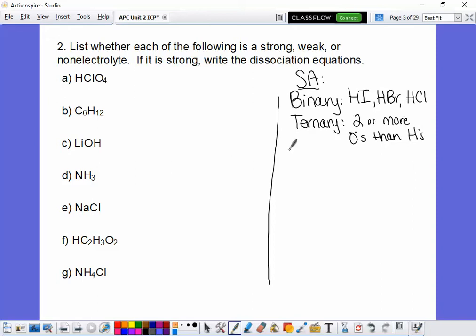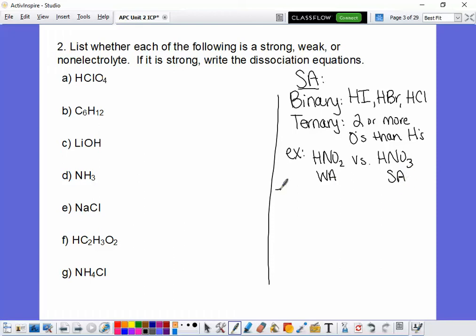So for example, HNO2 versus HNO3. How many more oxygens than hydrogens are there in HNO2? 2. No. 1. There's only 1 more oxygen than hydrogen. So HNO2 is a weak acid. And then in HNO3, there are 2 more oxygens than hydrogens. So that is a strong acid.